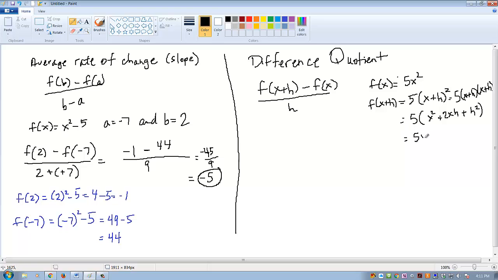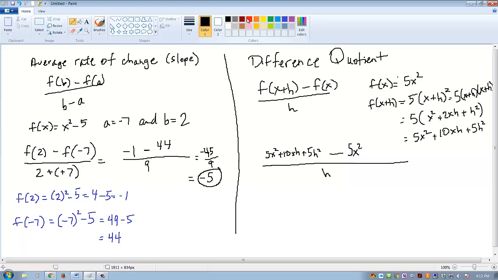So this is 5x squared plus 10xh plus 5h squared. So if I put this into my difference quotient, look how long that f of x plus h is. We're going to put in 5x squared plus 10xh, excuse me, plus 5h squared. And now I'm going to subtract. I'm going to put in my f of x. And it's all over h.